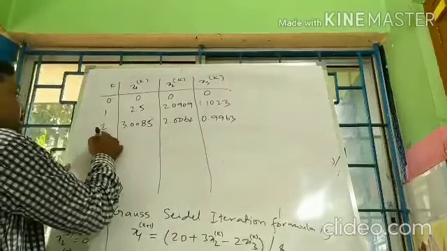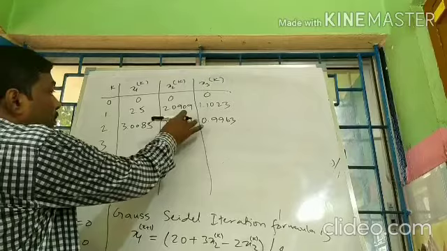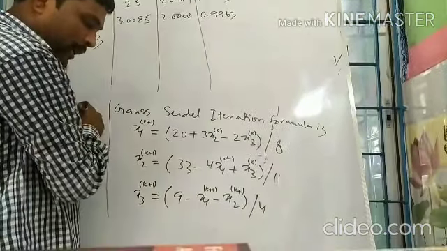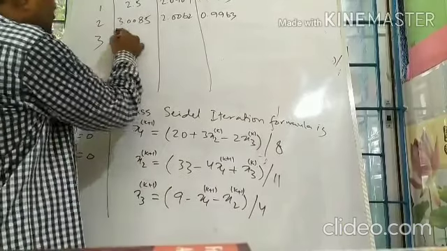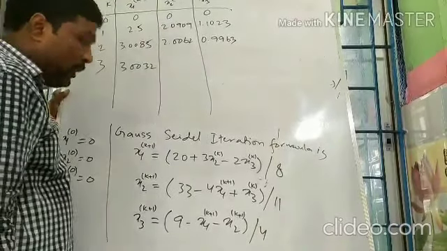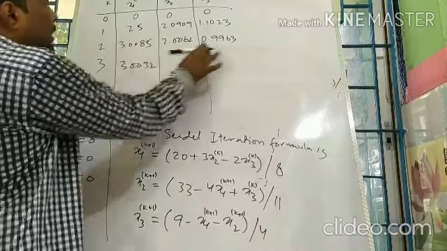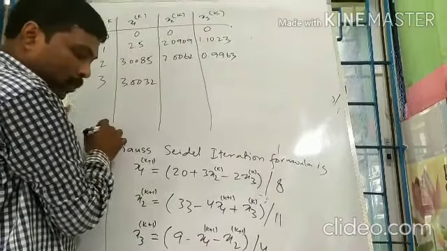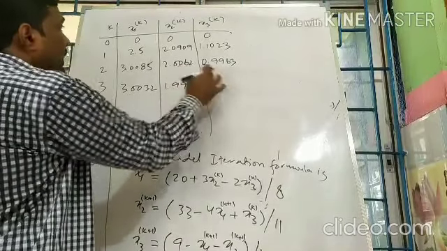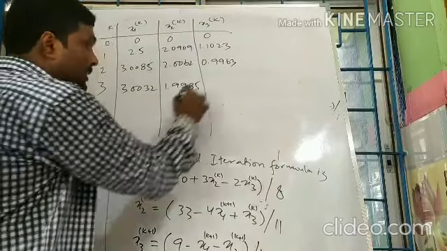Then iteration number 3. So calculate x1 from the previous iterative value using the previous iterative values of x2 and x3. It is 3.0032. Next, calculate x2 using the present iterative value of x1 and the previous iterative value of x3, that is 1.9985. Okay. Then x3 using the present iterative values of x1 and x2, this is 0.9996.